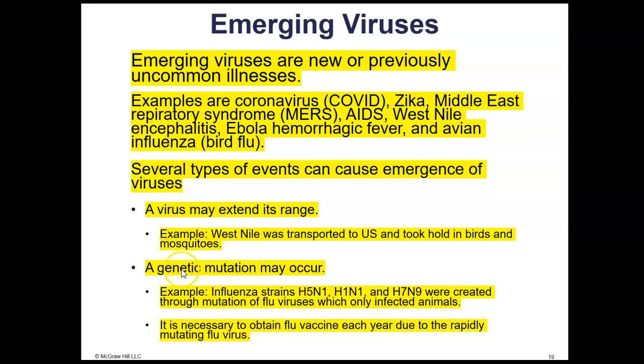And then a genetic mutation may occur. So, for example, the influenza strains H5N1, H1N1, and H7N9 were created through the mutation of flu viruses which only affected animals. And it's necessary to obtain a flu vaccine each year due to the rapidly mutating flu virus. We already know that. But anyway, emerging viruses can either be due to the virus extending its range or a genetic mutation.